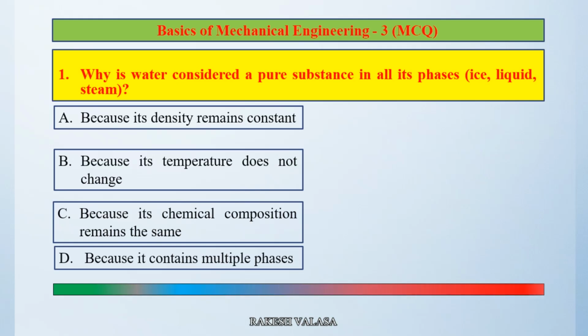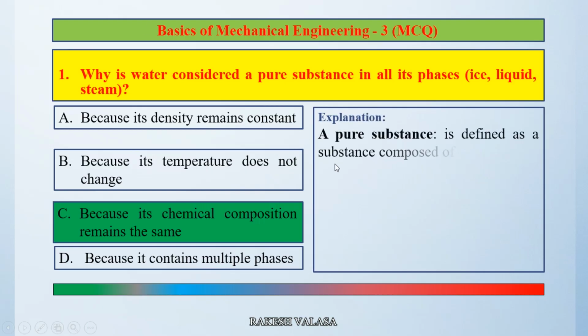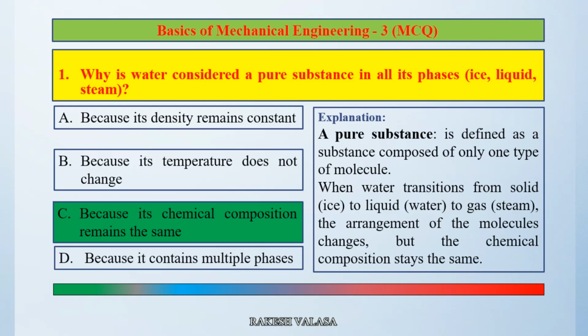The correct answer is option C, because its chemical composition remains the same. Let us see the explanation. Here, a pure substance is defined as a substance composed of only one type of molecule. When water transitions from solid to liquid or liquid to gas, the arrangement of the molecules changes but the chemical composition stays the same. So the correct answer is option C, because its chemical composition remains the same.